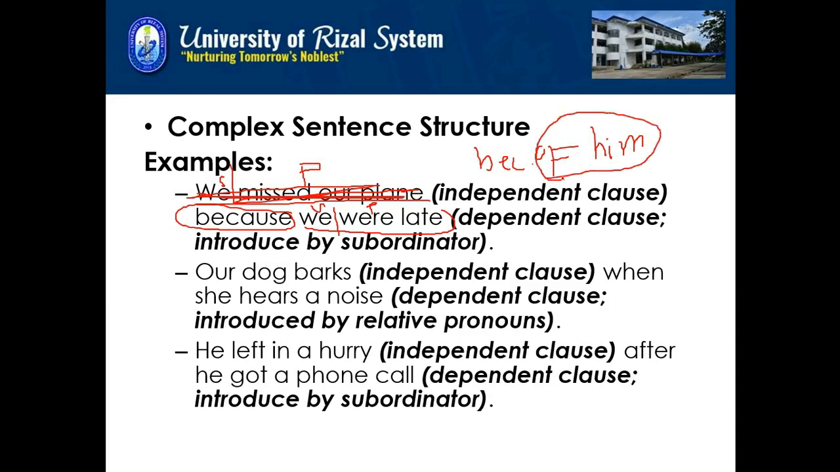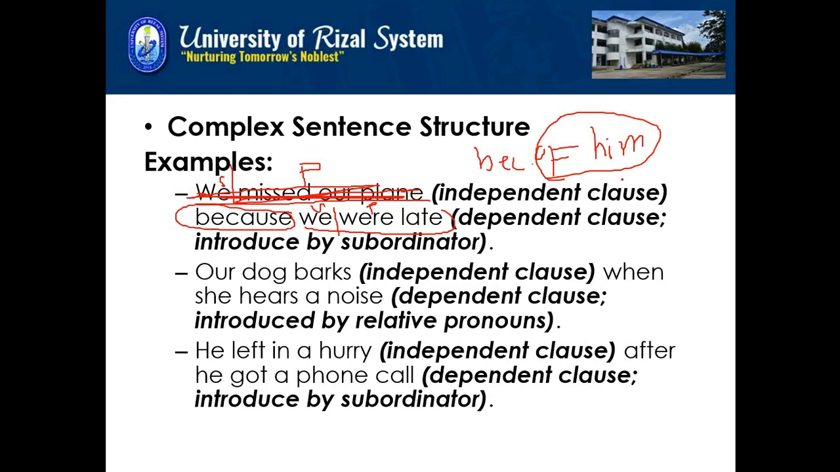It's not a clause. It is a phrase, specifically a prepositional phrase, introduced by the preposition "of." Therefore, those kinds of structures are not dependent clauses. So, "We miss our plane because of him" is a simple sentence. But if your sentence is "We miss our plane because we were late," which was preceded by the subordinator "because," it has a subject-predicate structure, hence that makes it a dependent clause.